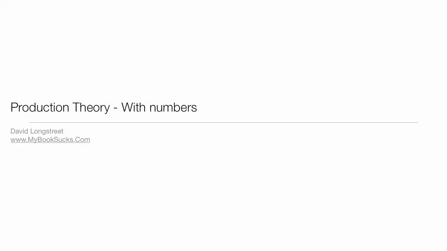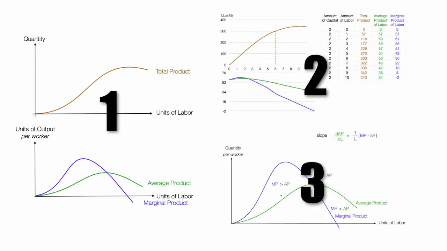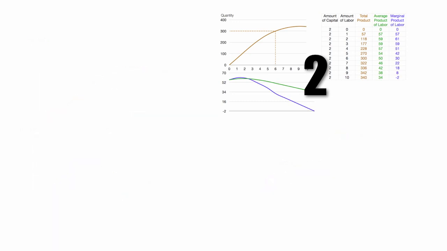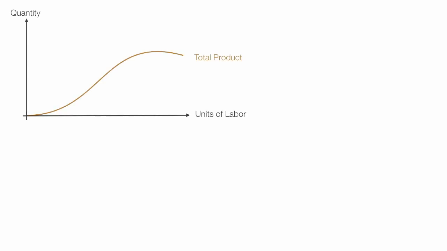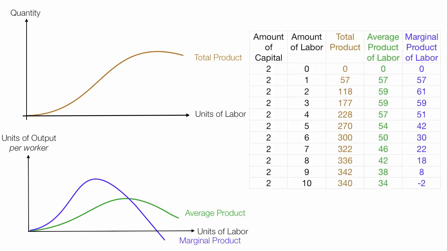In this tutorial, I'm going to discuss production theory with some numbers. While each of these tutorials are independent, this is the second tutorial in a three-part series. In this tutorial, I'll discuss production theory and I will use some numbers. The total product curve and the marginal product and average product curves look like this. And in this tutorial, I'm going to take these numbers and plot them and calculate them as well and show you how it's done. And I'll try to go slow.